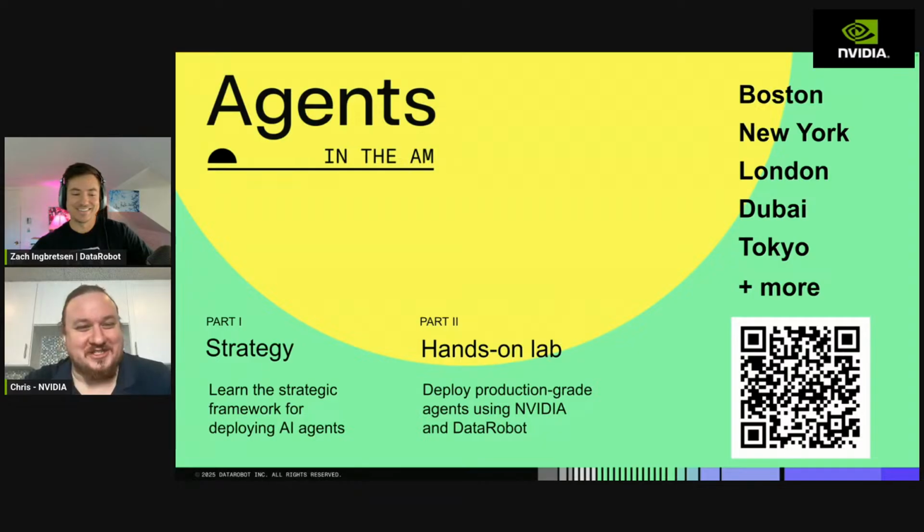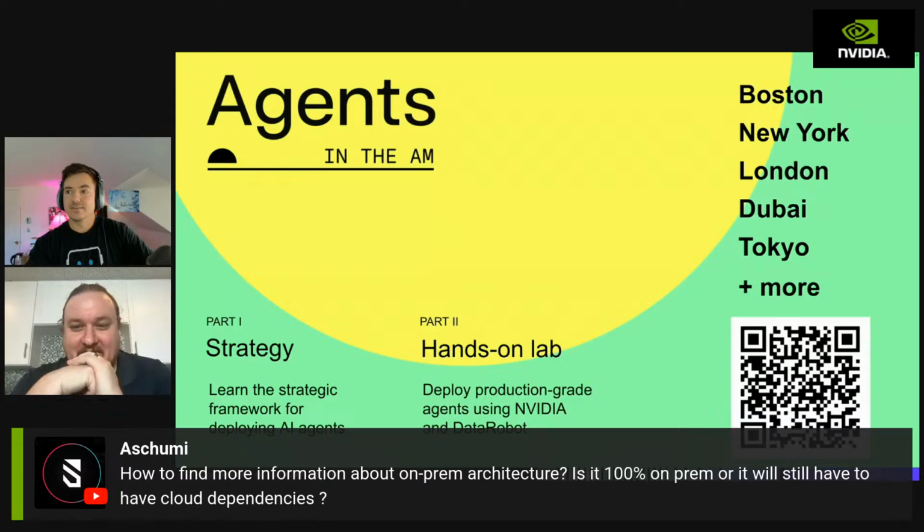Okay, we'll do two more questions, and then, guys, we're gonna wrap for the day. If we can get the next question up on the old screenerino here. All right, how to find more information about on-prem architecture? Is it 100% on-prem, or will it still have to have cloud dependencies?